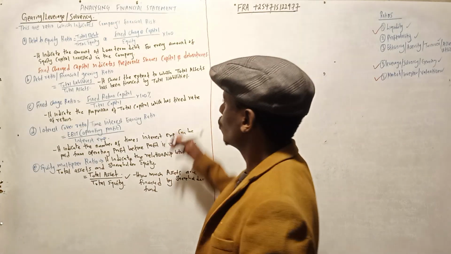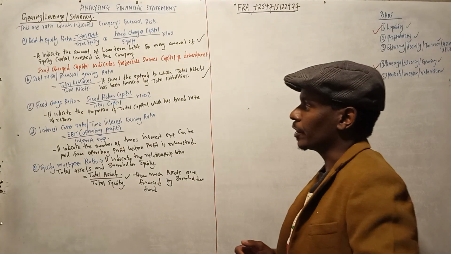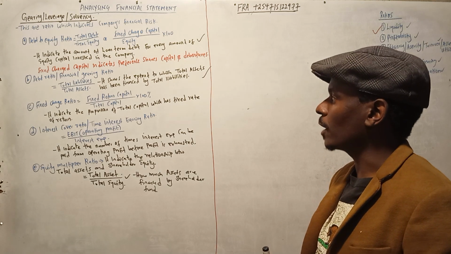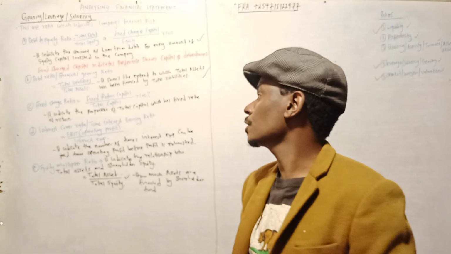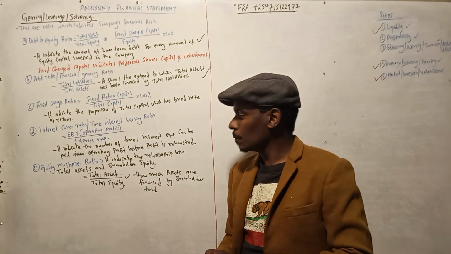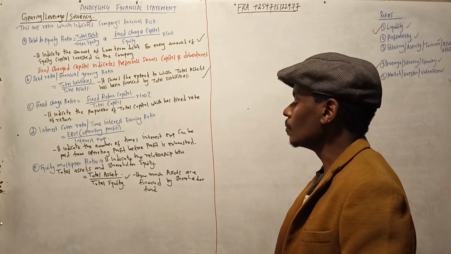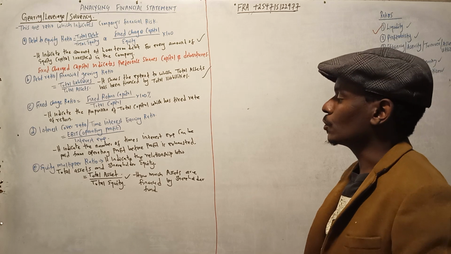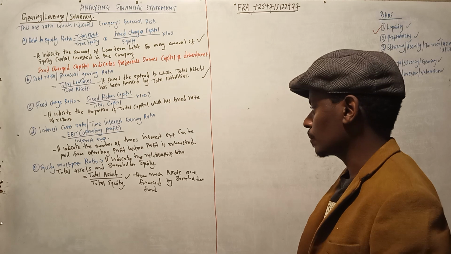Number two, we have the debt ratio, or the gearing ratio. That is total liabilities over total assets. It shows the extent to which the total assets are being financed from the total liabilities. So how much are we incurring to finance our total assets?